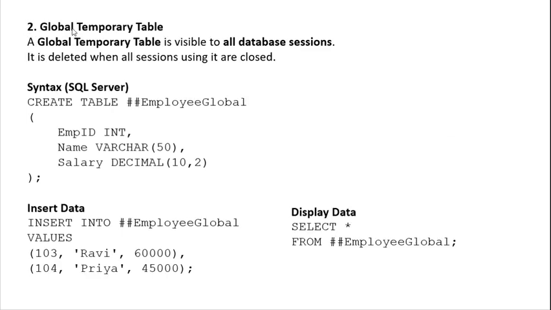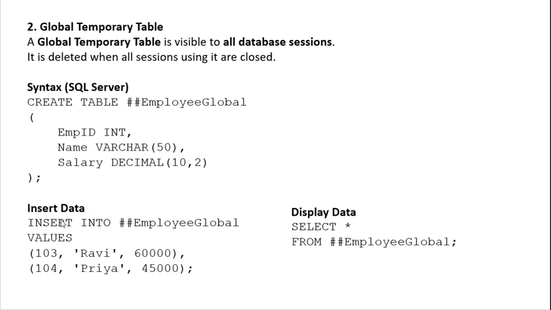The second is the global temporary table. A global temporary table is visible to all database sessions, and it is deleted when all the sessions using it are closed. The syntax in SQL Server is CREATE TABLE, the double hash sign, and the table name EmployeeGlobal, and inside the brackets EmployeeID is an integer, comma, Name is VARCHAR, and the size is 50, comma, and Salary is DECIMAL(10,2), close the brackets and add a semicolon.